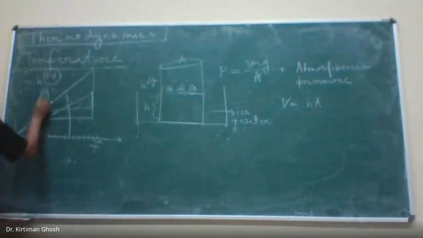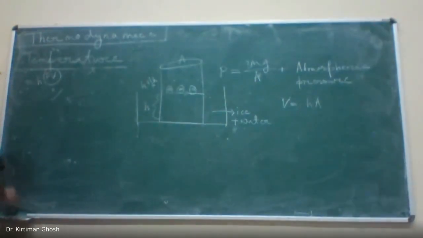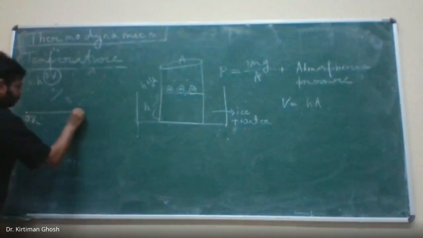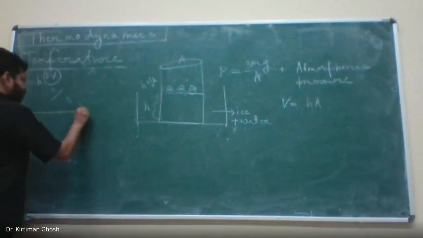So our scale will begin from 0. This is the Kelvin scale. And I need another point to calibrate. That point will be the triple point of water.